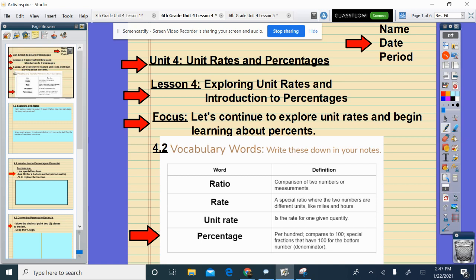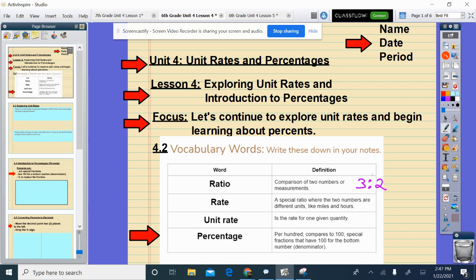Ratio. It's a comparison of two numbers or measurements. For example, say I had 3 cups of flour to 2 cups of sugar for a recipe. That would be an example of how I'd write a ratio. And we learned about that earlier in the school year.